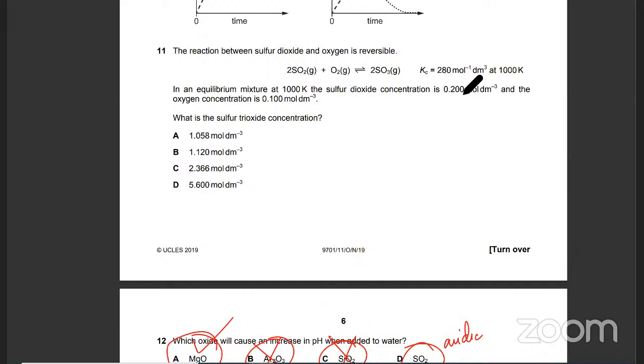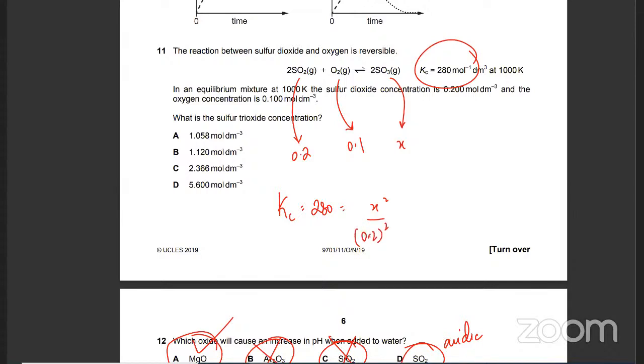Equilibrium mixture, the sulfur dioxide concentration is 0.2 mole per dm cube and the oxygen concentration is 0.1 mole per dm cube. What is the sulfur trioxide concentration? So remember, it's already at equilibrium. SO2 is 0.2 mole per dm cube. O2 is given as 0.1. SO3, we don't know. I'm going to take it as X because I already have the value of Kc. So Kc is 280. How do you figure out Kc? That's the product concentration. That's going to be X squared divided by reactant, which is SO2 squared, 0.2 squared, into 0.1.